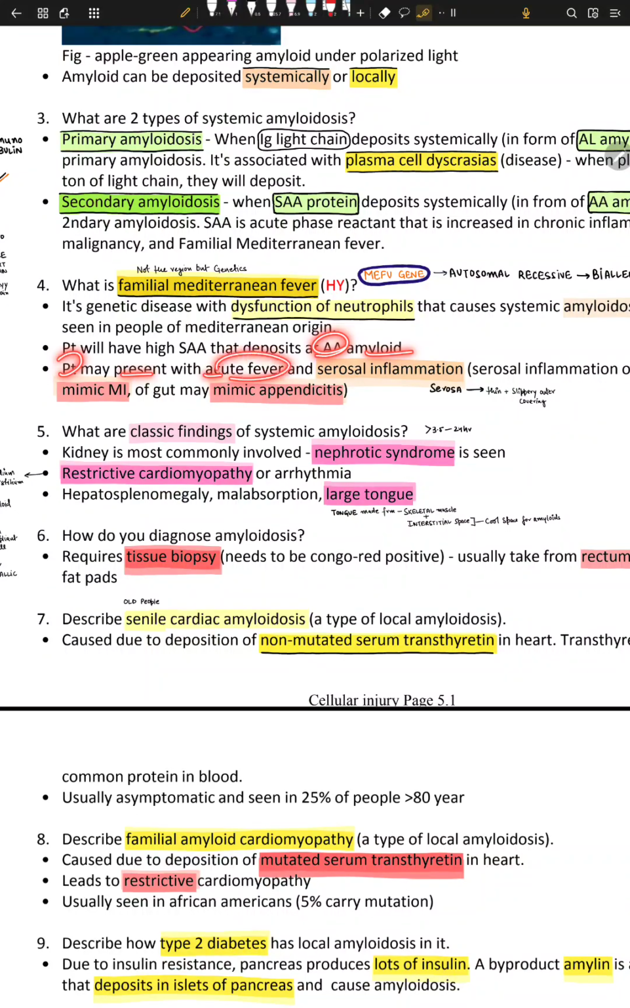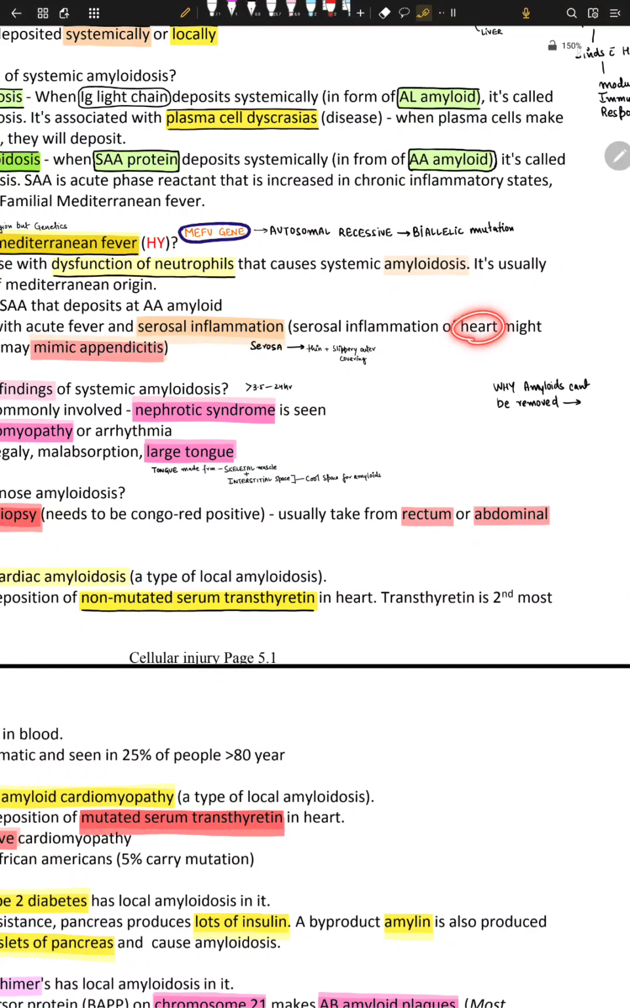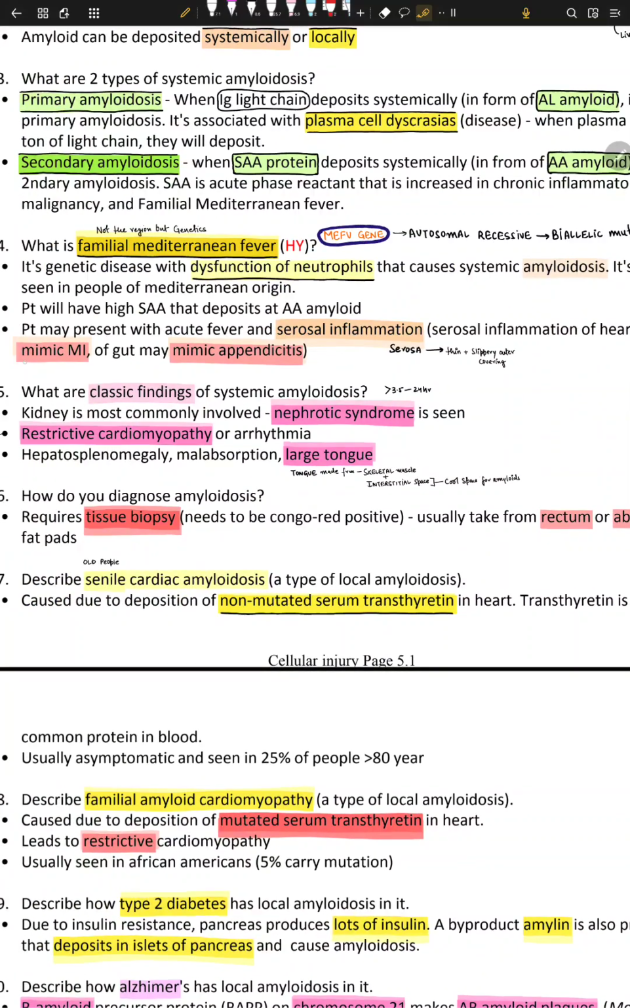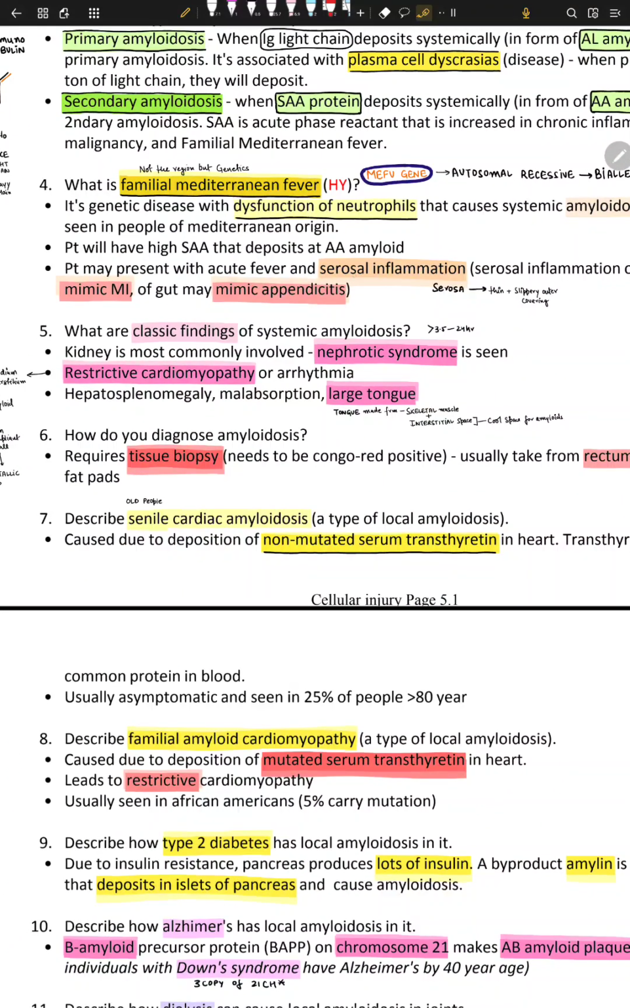Patients may present with acute fever and serosal inflammation. Serosal means layer. Serosa is a thin slippery outer layer. So serosal inflammation of the heart, right? And it might mimic MI. It's not an MI, it just mimics MI. And serosal inflammation of the gut may mimic appendicitis, with right flank pain. Okay, so it mimics appendicitis and mimics MI.